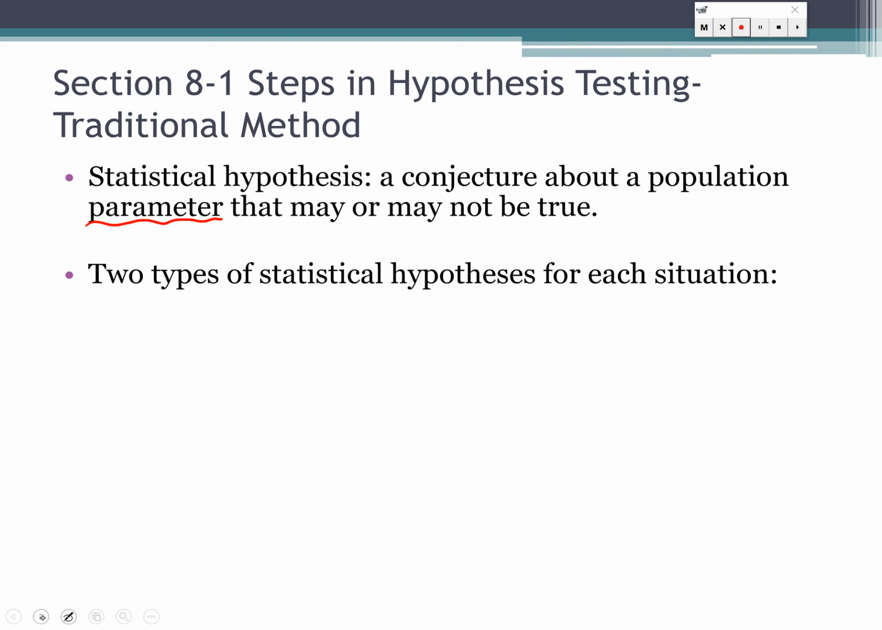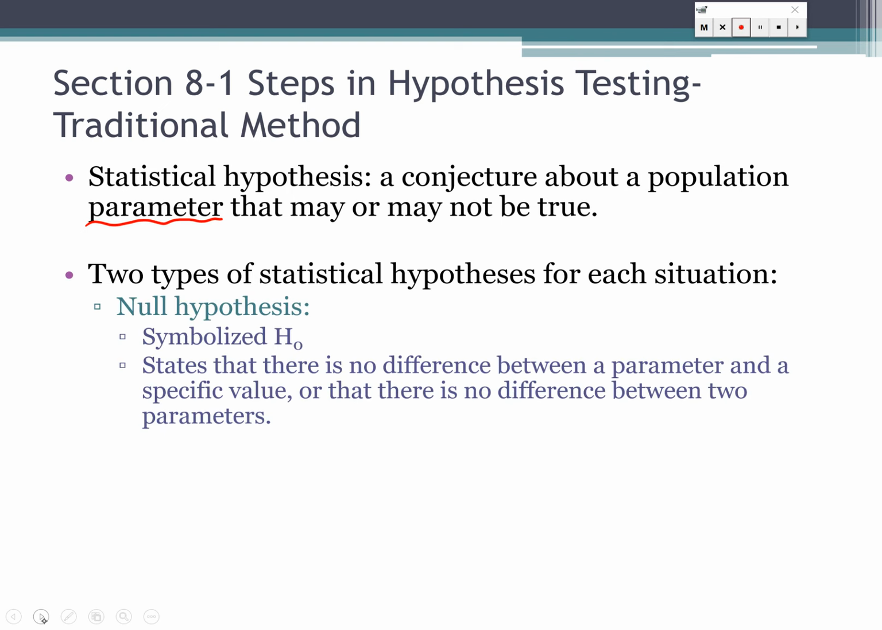There's two types of hypotheses for each situation, for each hypothesis test we run. The first one is called the null hypothesis. It's symbolized H, and that's a sub-zero, a subscript of 0. And that will always state that there's no difference between your parameter and a specific value, or there's no difference between two different parameters. So there's no difference between population mean and a specific value. Like we think the average test score on the ACT is 22. So my specific value in that case would be 22. And we'd be looking at the population mean for our parameter.